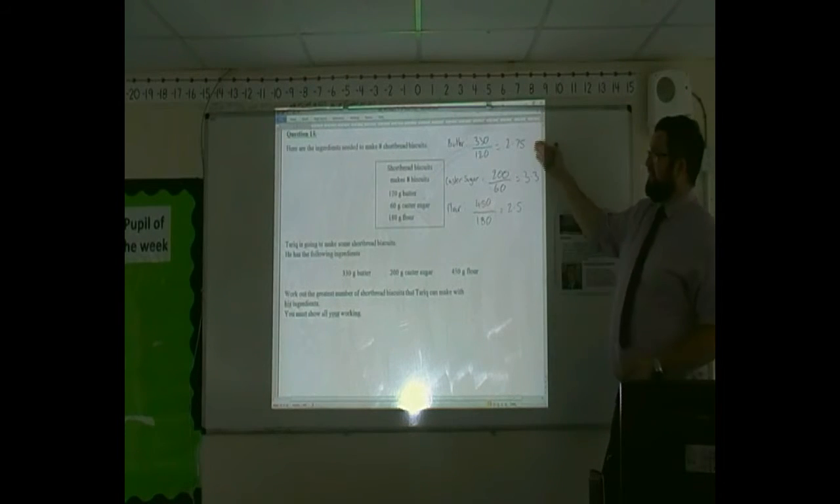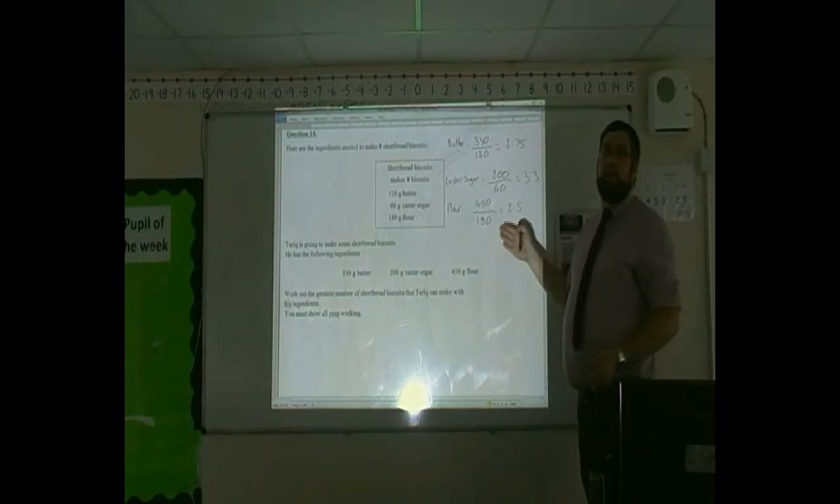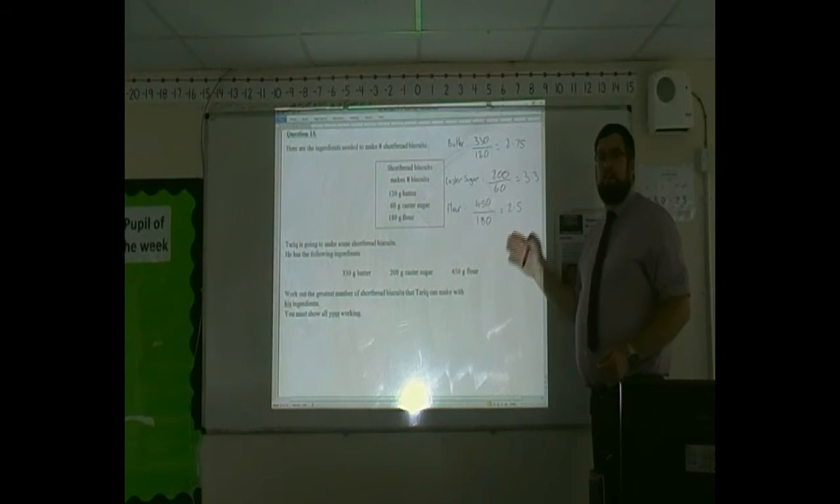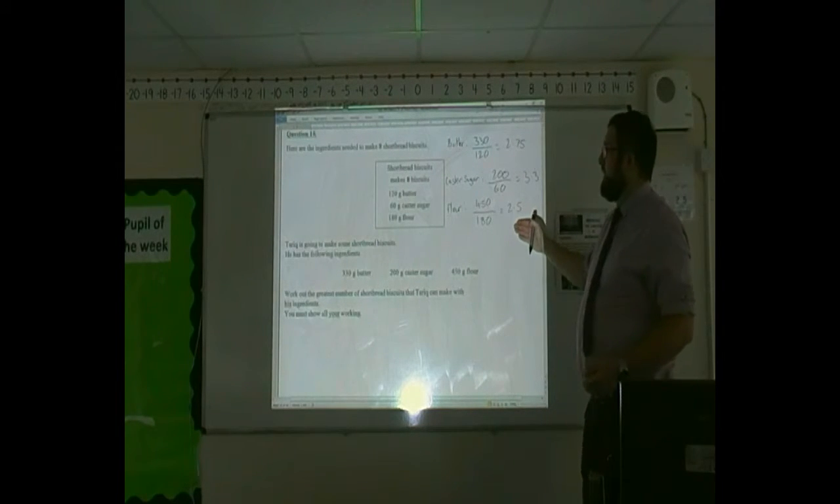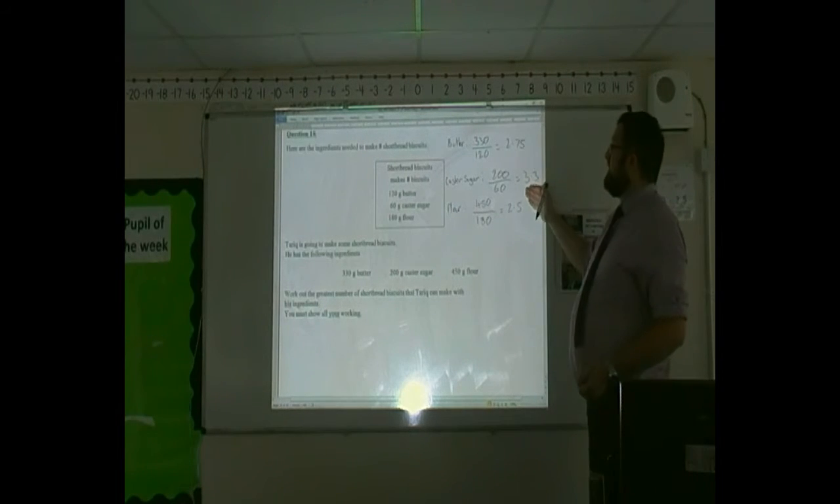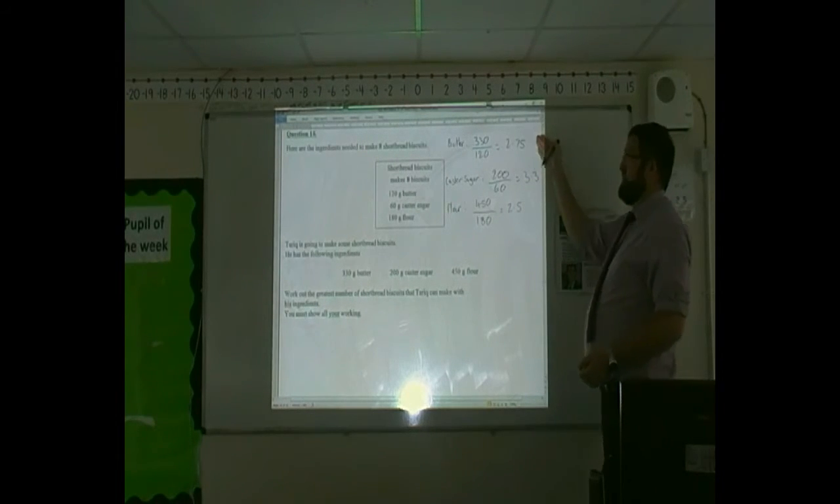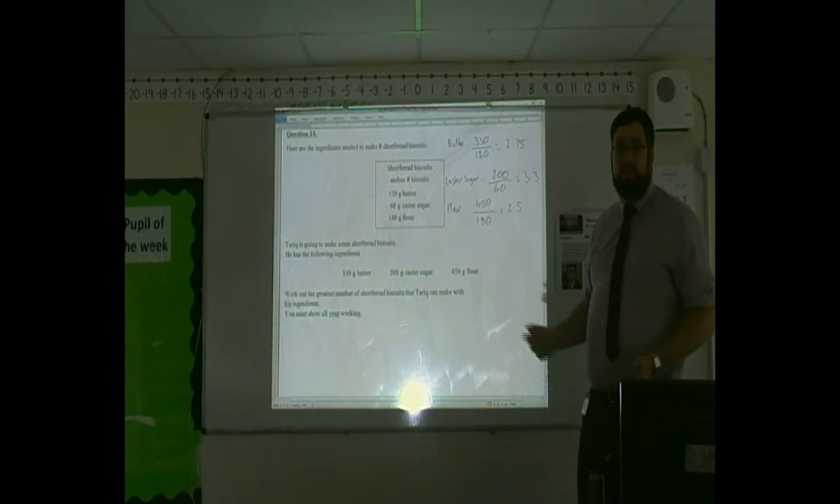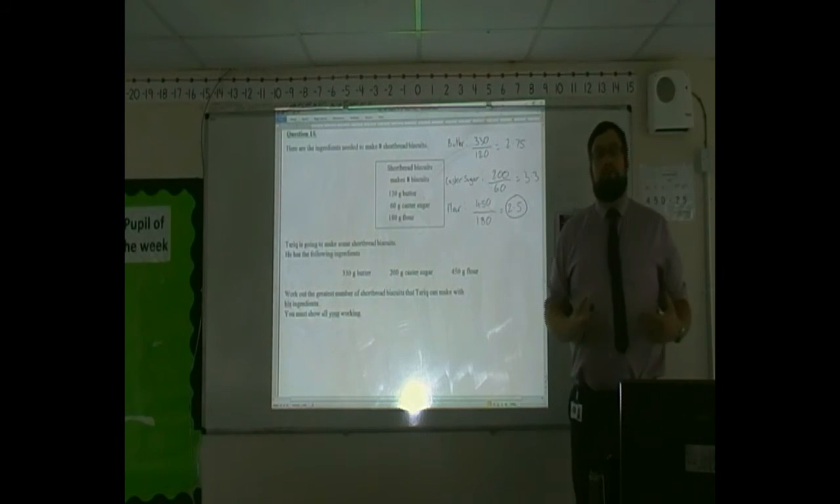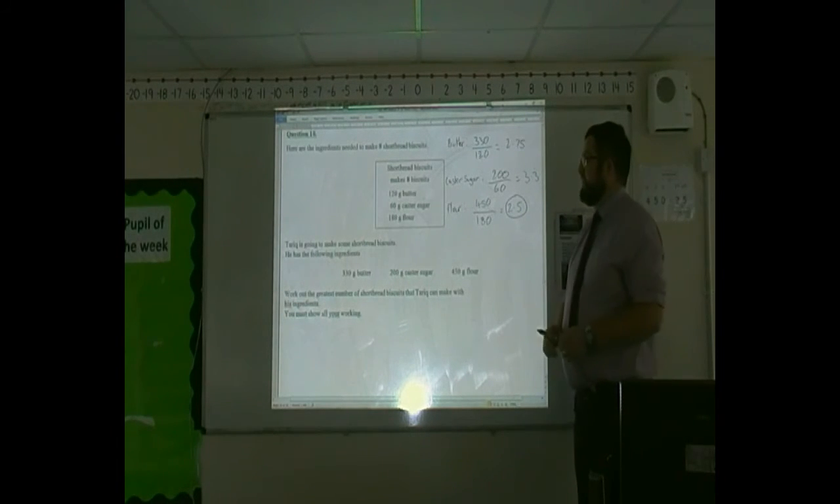Now we can see that the flour in this case is our limiting factor. It's got the smallest number here, which means because he doesn't have any more flour, although he has enough caster sugar to make 3 batches, he doesn't have enough butter to make 3 batches, and he doesn't have enough flour to make 3 batches. So, the most we can have is 2.5 lots of that recipe.